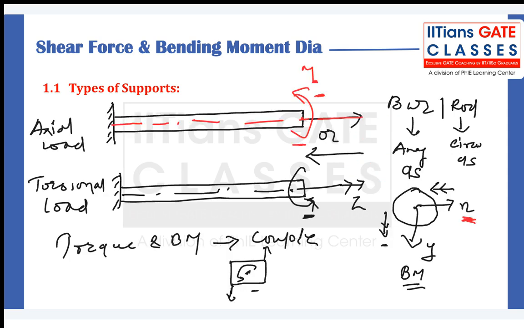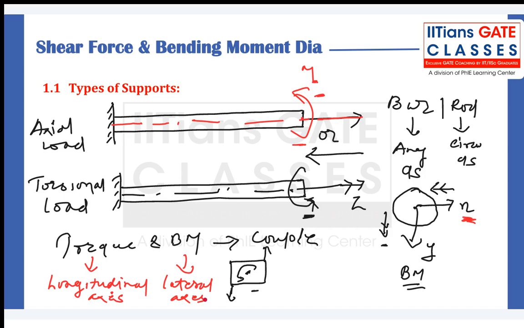What is the difference between a torque and a bending moment? Torque is always applied about the longitudinal axis, and bending moments are always applied about the lateral axis. Now your lateral axis can be x or y, or it can be applied in an inclined plane, an inclined axis also. Clear? Everyone, is this clear?